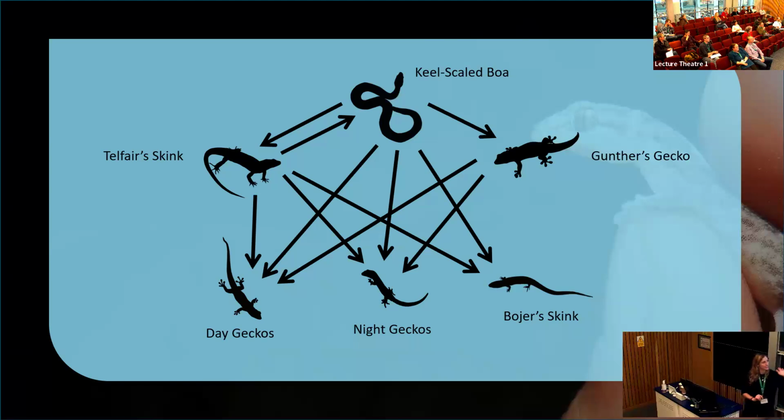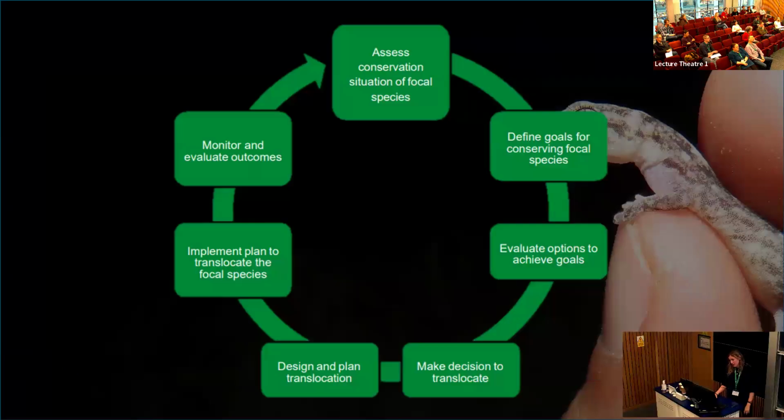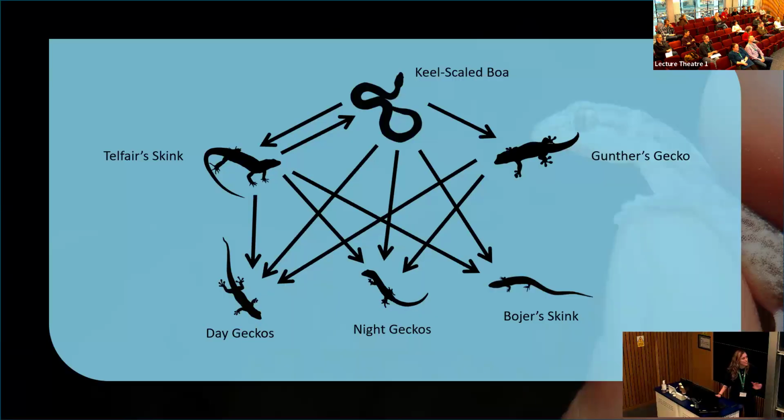And then in terms of prey species, there are 4 species of day gecko. There's only one on the island. There are 3 species of night gecko. Again, there's only one on the island. And there's just 1 species of Bojer's skink. There might have been multiple species of skink that size. So if we're thinking about reintroducing a night gecko, which is down here where the prey are, I've not included the lower levels because we know pretty much nothing about the invertebrates.